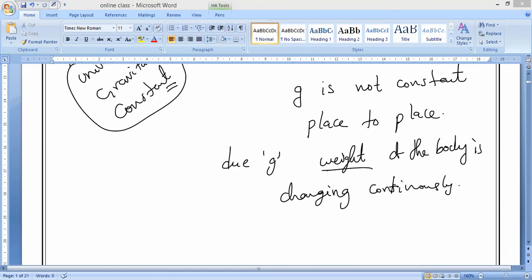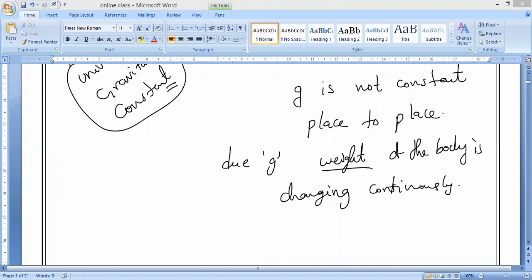Where is this value present? It is at the Earth's equator. Earth at its equator has been taken as the standard, and it equals 9.8 meter per second square. Now, let us see some of the factors that affect the acceleration due to gravity, which will either increase or decrease it. Shall we start?